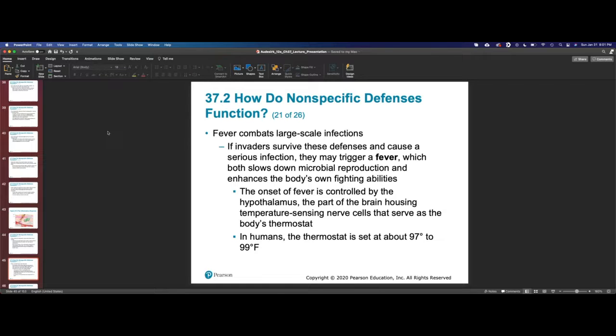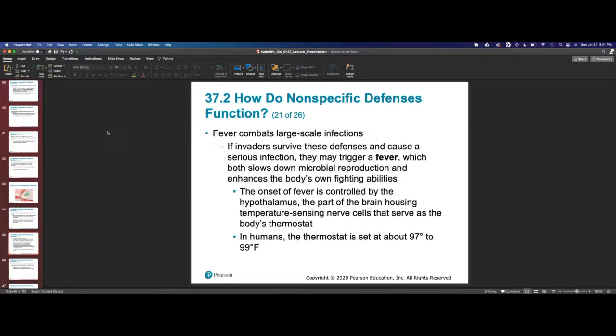Some doctors may say anything above 98 but less than 100 is a what is it? I think they called it a mild fever or something like that. But it's not considered a true fever. But I don't know.